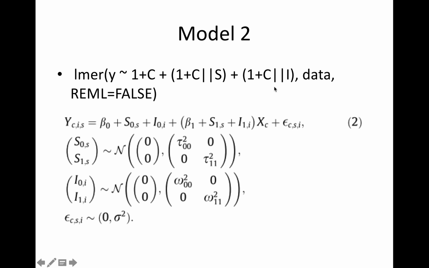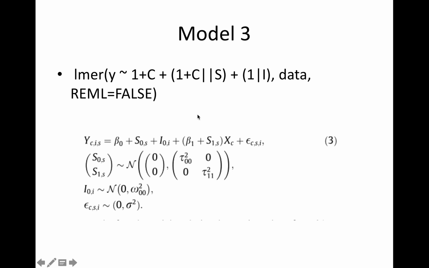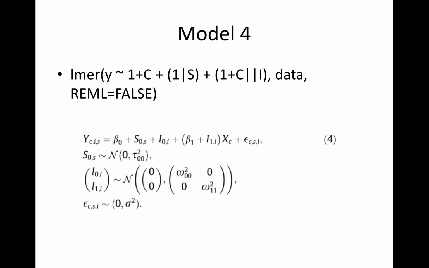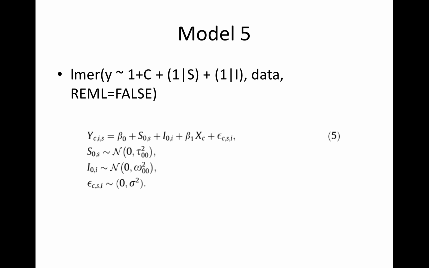And in R, it looks like this. You use a double bar, and that removes the correlation. Model 3, take it a little bit simpler. The random slope is removed for item, but we still have both for subject, random slope and intercept, but they're uncorrelated. Model 4 is the flip side of that, just a random slope for item, but not for subject. And model 5 is just the random intercept model. And again, in my experience, I often end up with this model because the other ones won't converge.